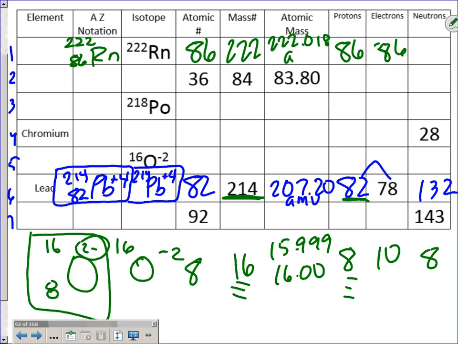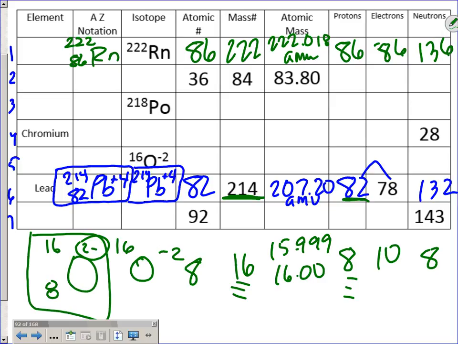222.018 AMUs. Okay? And then how would I get neutrons? 222 minus 86. What is it? 136. Thank you for doing that math. Okay, I'm going to stop there for now. I feel like I've done enough of those for us.